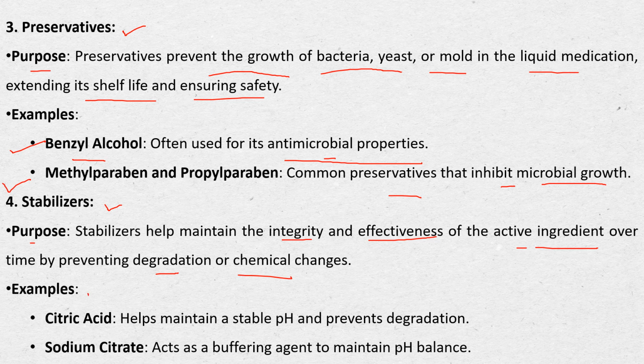Next is example. So citric acid is the first example that helps to maintain a stable pH and prevent degradation. Next is sodium citrate. It acts as a buffering agent to maintain pH balance, right?